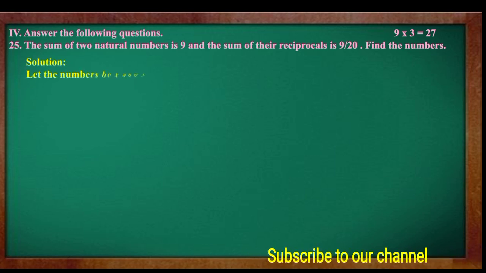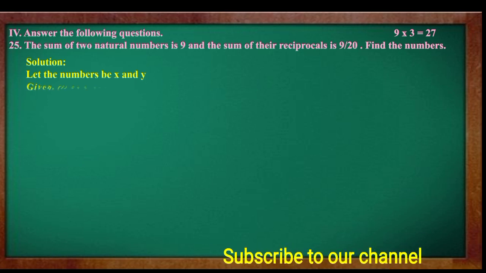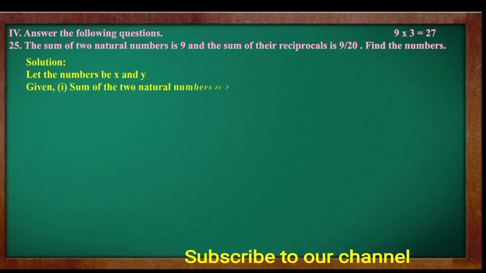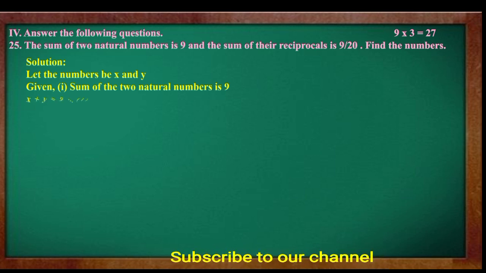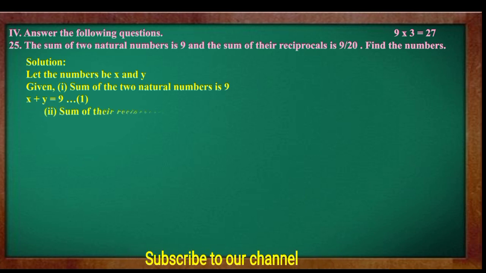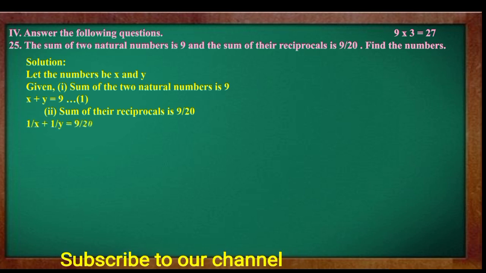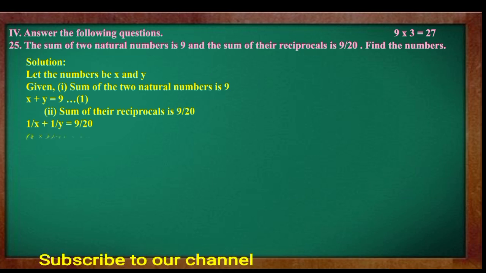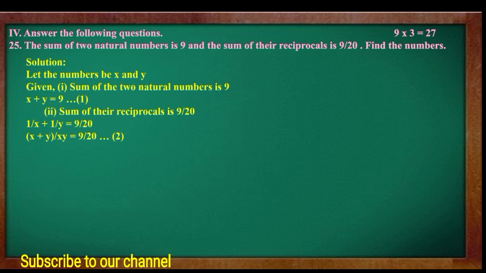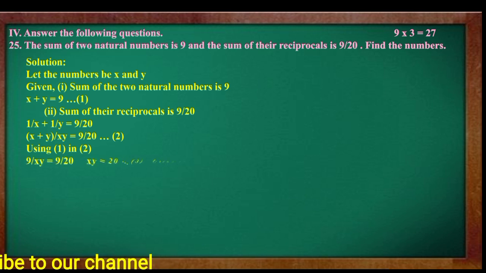Let the numbers be x and y. Given the sum of the two natural numbers is 9, therefore x plus y is equal to 9 is our first equation. The sum of the reciprocals is given as 9 by 20, therefore 1 by x plus 1 by y is equal to 9 by 20. Taking LCM we get x plus y by xy is equal to 9 by 20. Using equation 1 we get 9 by xy is equal to 9 by 20. This implies xy is equal to 20.